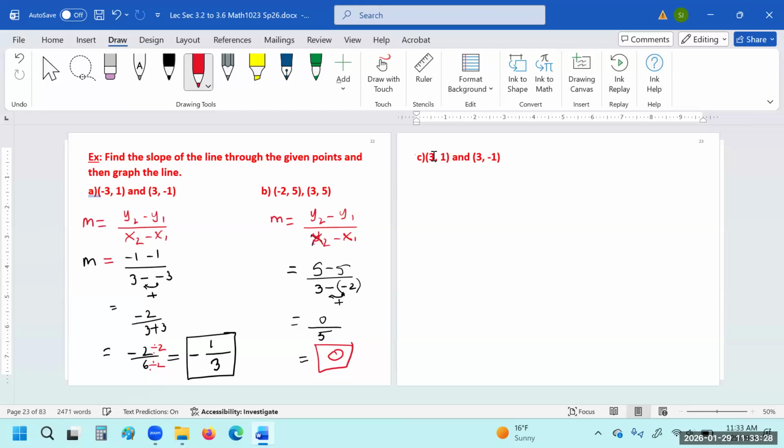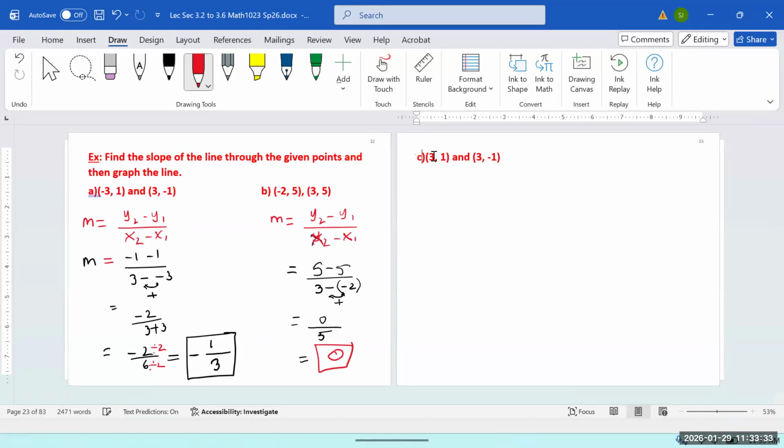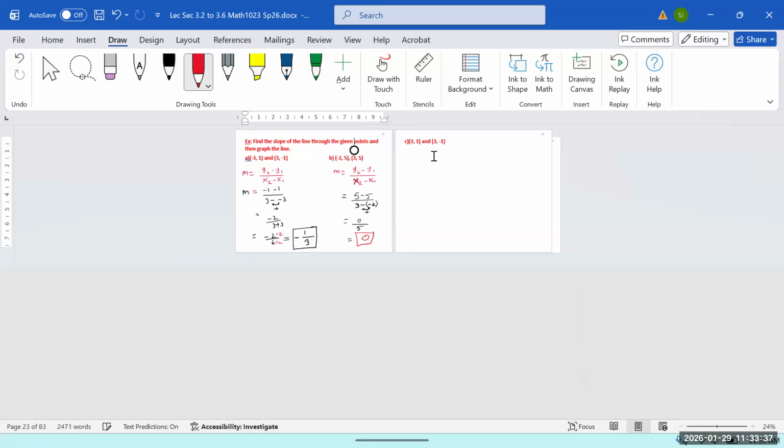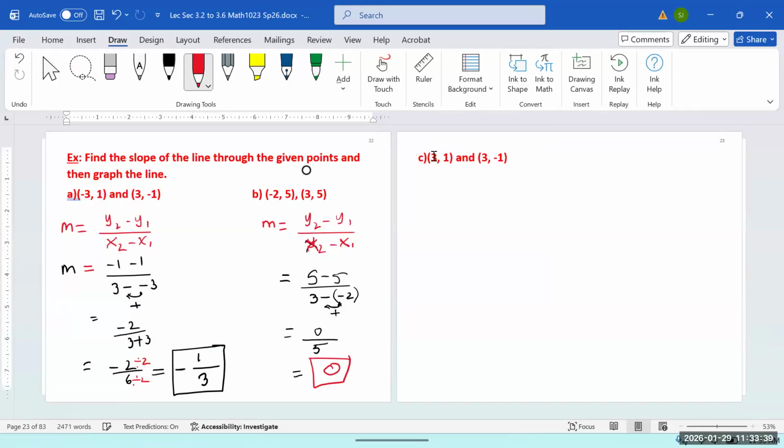Okay, the next one. Find the slope between 3, 1 and 3, -1.